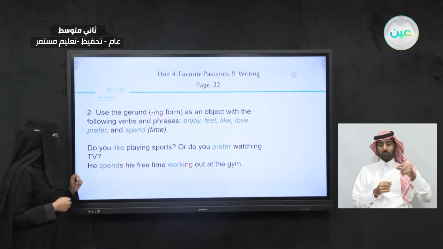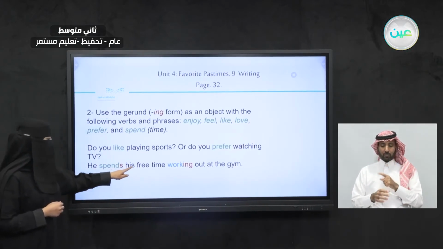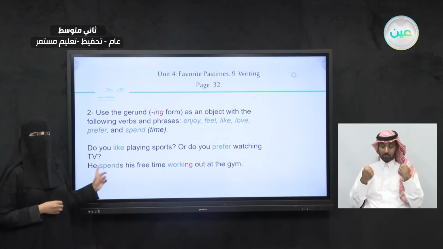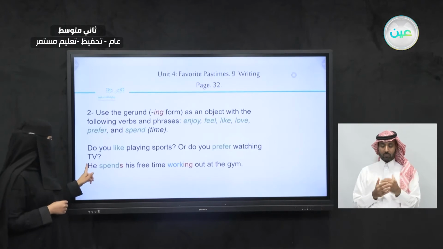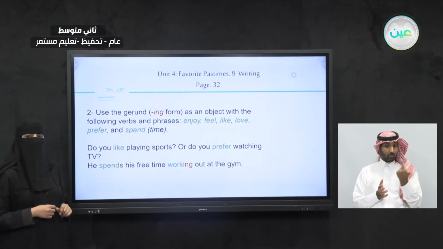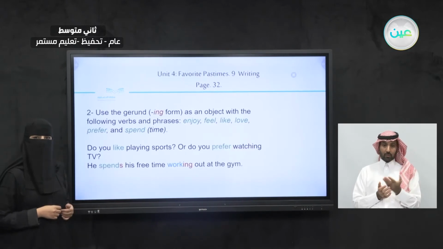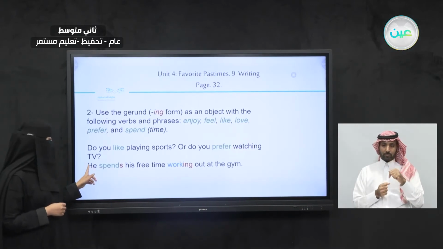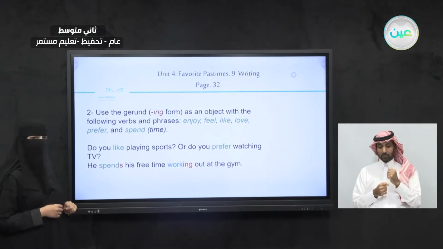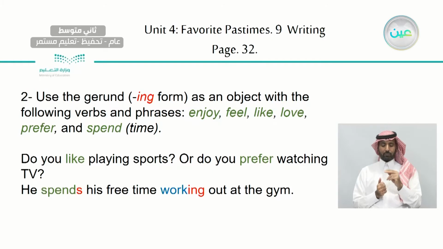What about the other example here? He spends his free time working out at the gym. Here we have more than one rule. Look, he spends. Why do we have S here with the word spend? Do you remember in the previous unit, we talked about the present simple? He spends. When we see he or she or it, we are adding S to the verb here. He spends his free time doing what? Working out in the gym. We have work plus ing.